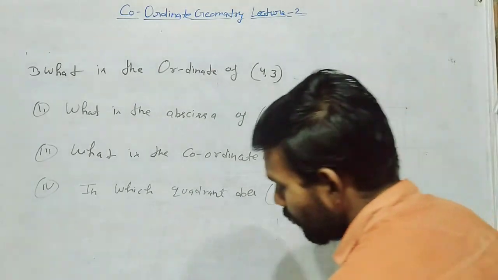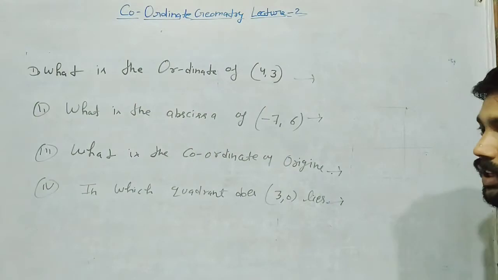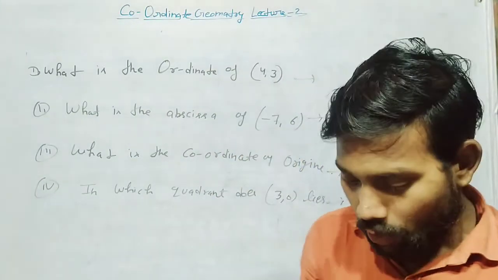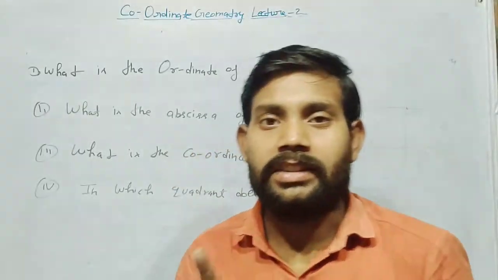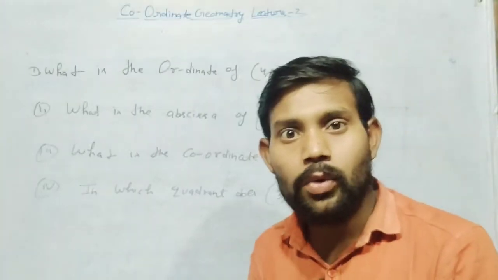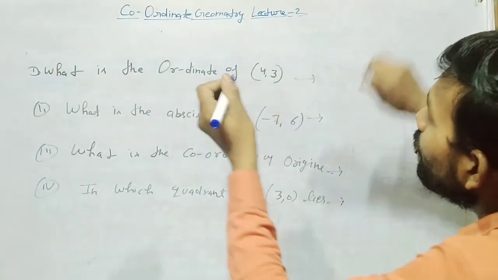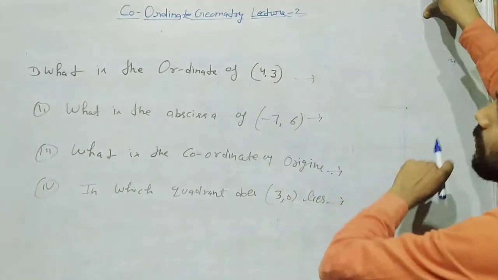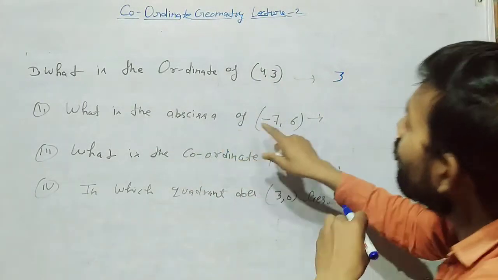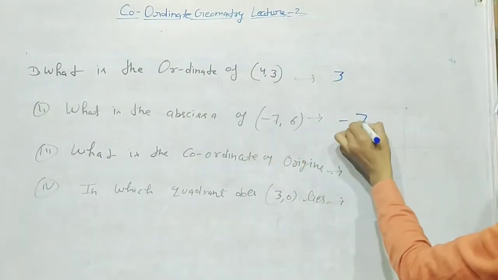Let's see the solution of these questions. First, what is the ordinate of 4, 3? Ordinate means y-axis value. Abscissa means x-axis value. Remember, ordinate means y-axis value, abscissa means x-axis value. The ordinate of 4, 3 is 3. What is the abscissa of minus 7, 6? Abscissa means x value, minus 7.